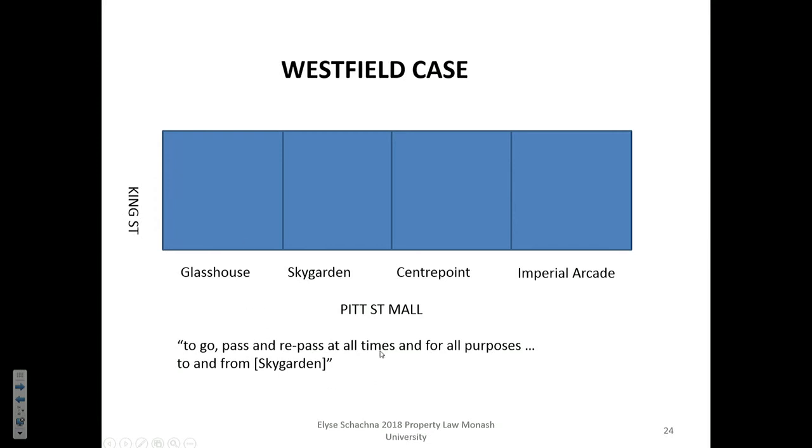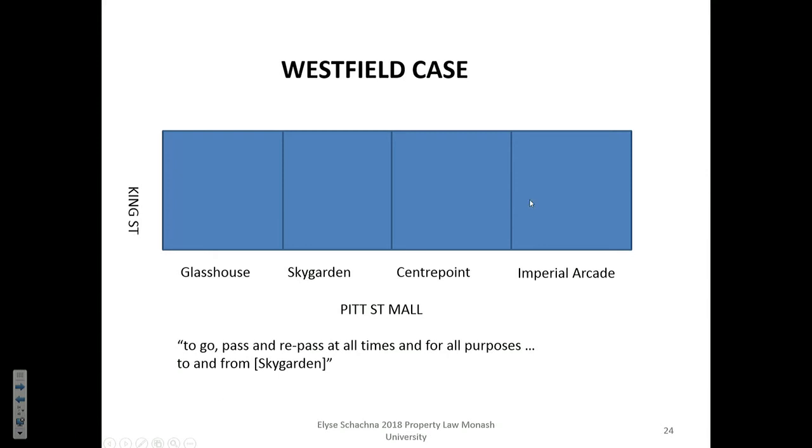So the question was, what did this mean? And why do we need to know what this meant? Because Westfield then buys Centre Point and Imperial Arcade. They want their customers to go into King Street, go through Glass House, go through Sky Garden, and possibly park under Centre Point and Imperial Arcade. So to use that easement to get to Sky Garden, but then to go further. The question before the court was: to go, pass and repass at all times and for all purposes to and from Sky Garden, did that mean they could go to Centre Point and Imperial Arcade as well? Well, that's what the court had to consider.